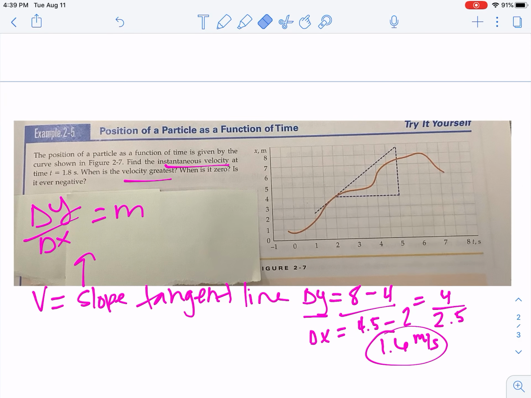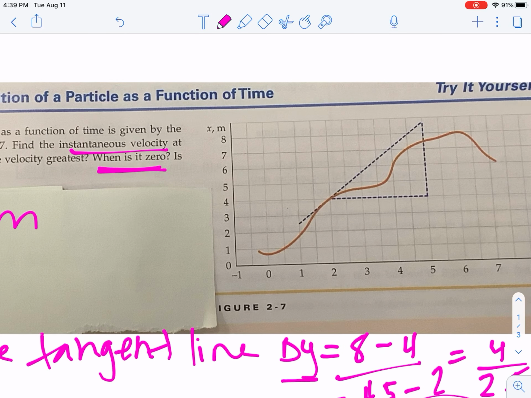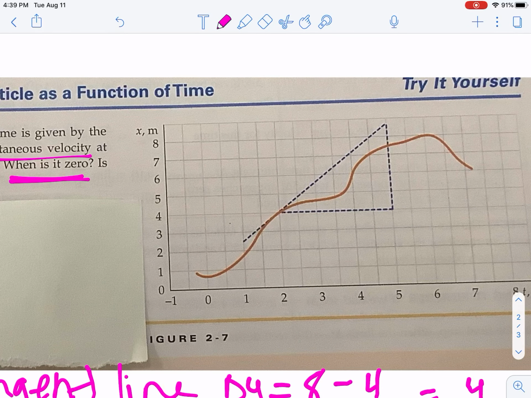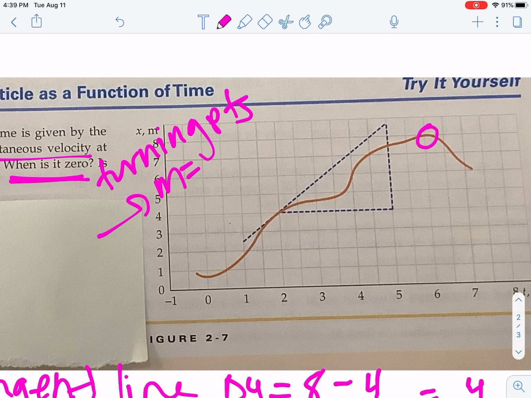Okay. And then it says when is it 0? So when is the velocity 0 here? So once again, we're looking at the slope here. We're trying to say, is there ever a spot where the slope is 0? And I find it right here. As a really good reminder, turning points are places where slope equals 0. So because it's turning around from going positive to negative, I know it's going to be that. And here we're looking for the velocity.